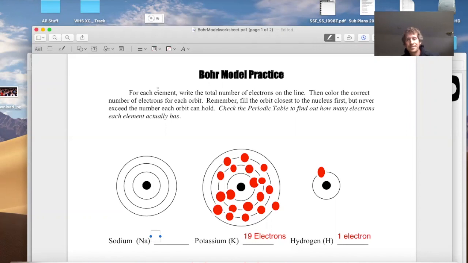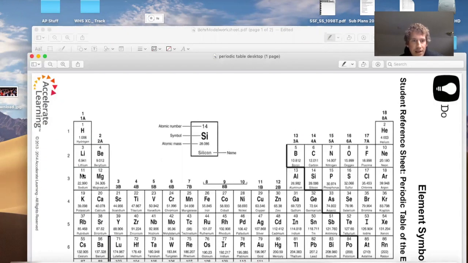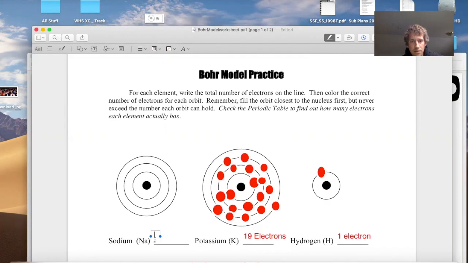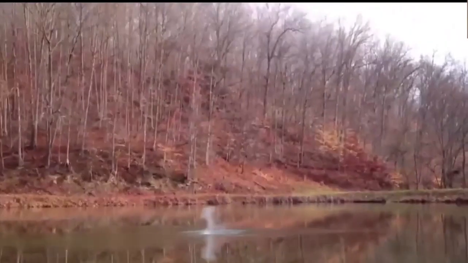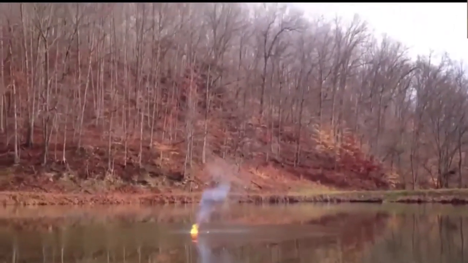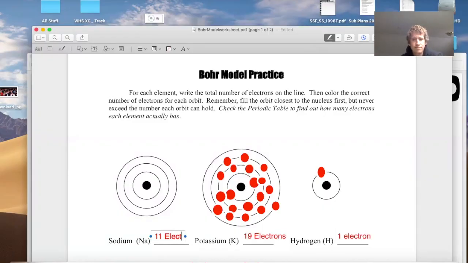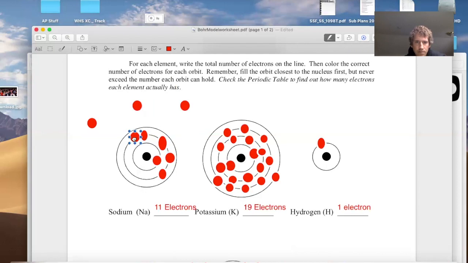And sodium. Let's go back to the periodic table. Sodium is Na. It is in the third row, so it has 3 electron shells, and it has 11 electrons. Oh yeah, sodium also explodes, which is pretty awesome. We keep making copies of these. And then it has 1 more electron on its 3rd energy level. That's how you make the Bohr model for sodium.